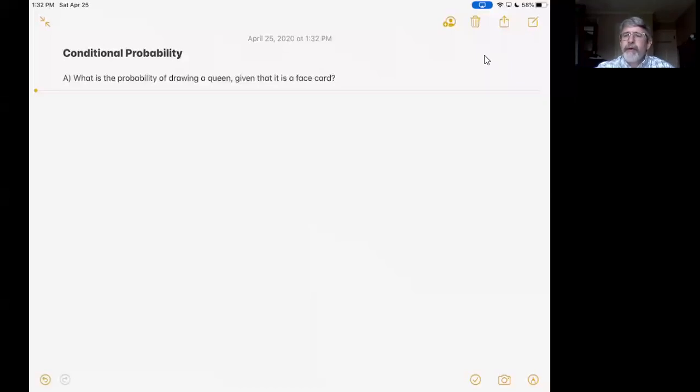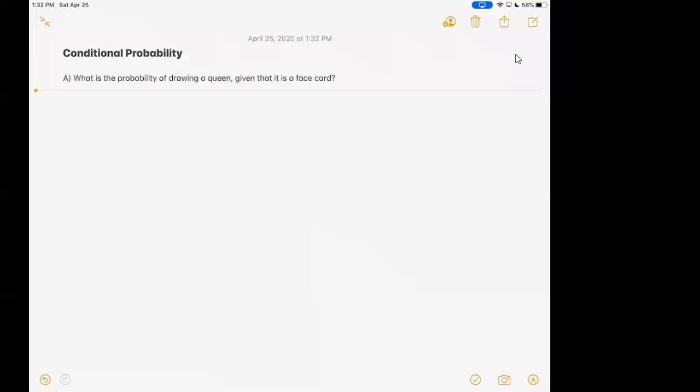Okay, so hopefully you've already read about conditional probability in the text. We're going to look at 3 examples that are distinctly different from one another. So let us begin with this one.